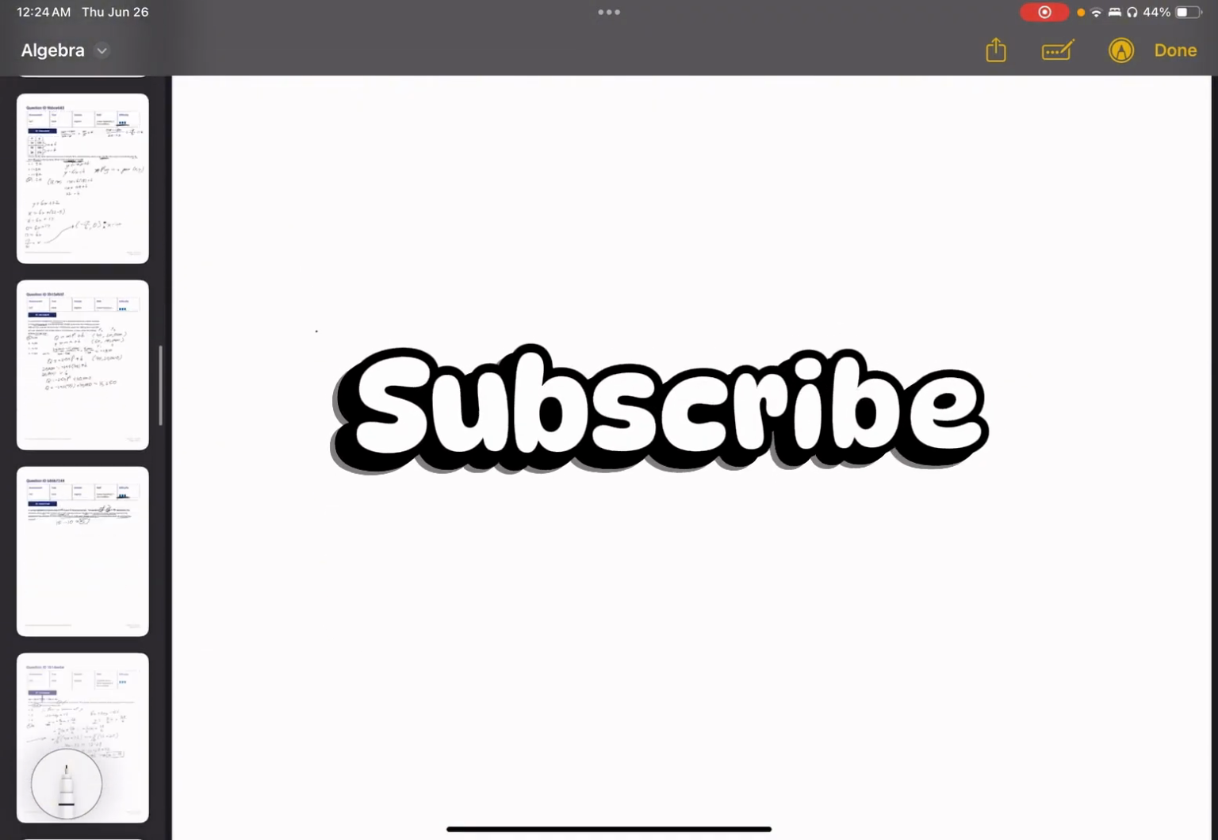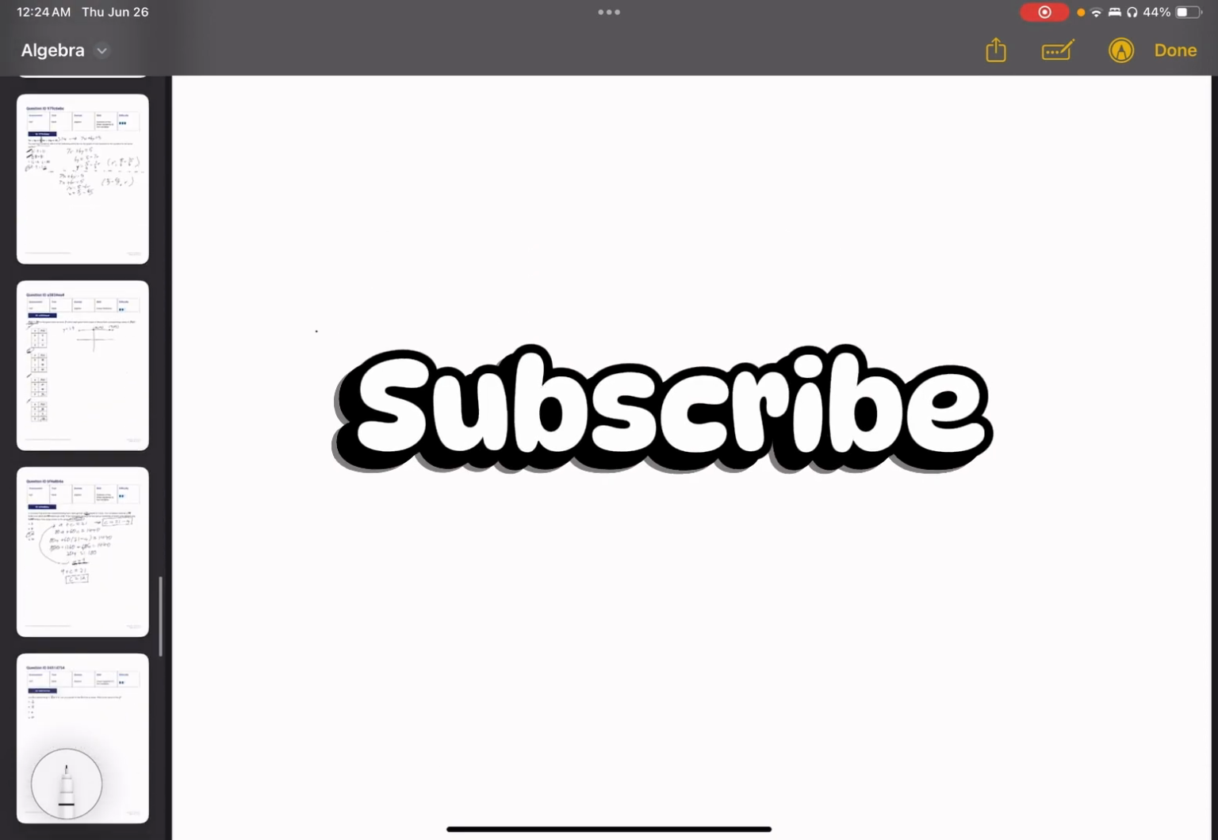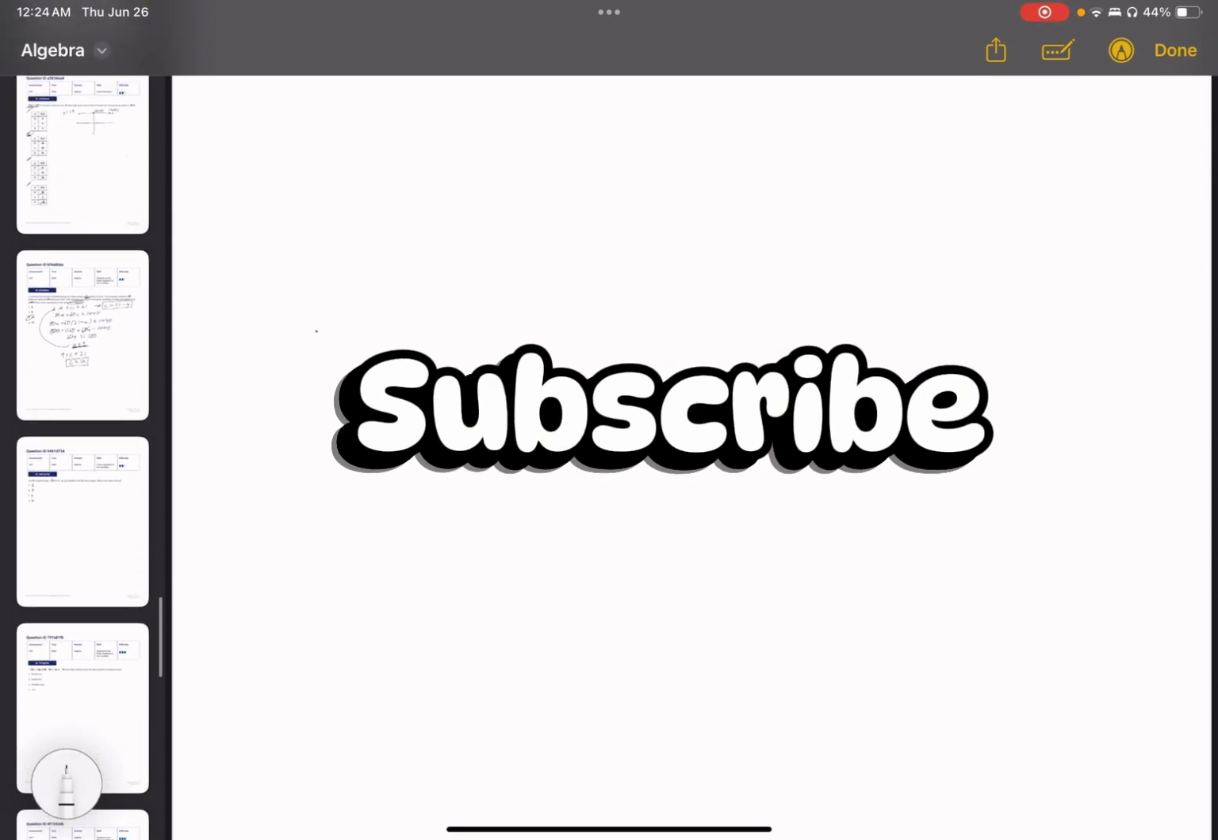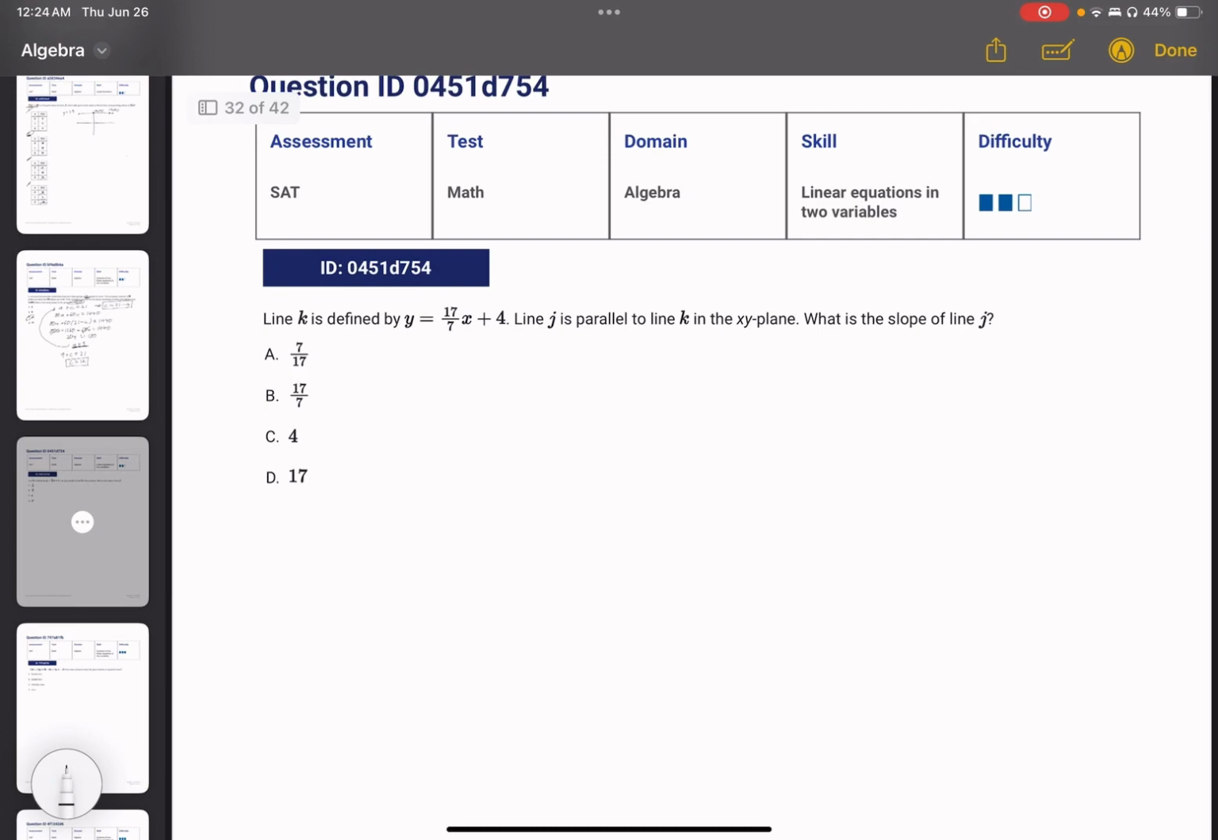We're going to start with a very simple problem. It's a little warm-up, and we have line K defined by y equals 17 over 7x plus 4. Line J is parallel to line K in the xy plane. What is the slope of line J?